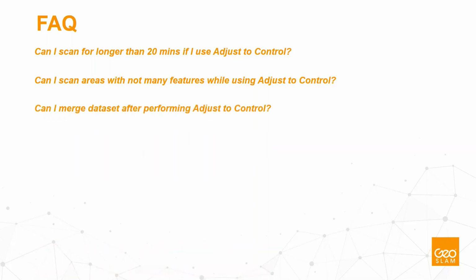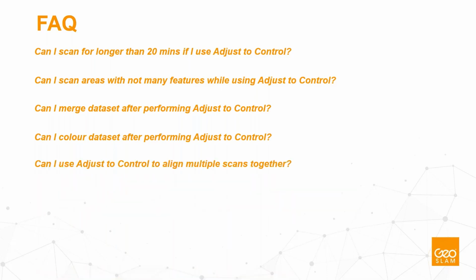Can I merge datasets after performing Adjust to Control? Unfortunately, in that version of Hub, this is not possible. If you do Adjust to Control, as you saw, you need to export that last file and trajectory to a folder on your computer, but you cannot use that data back in Hub to perform another operation. The same goes for the coloring. You can do coloring and then perform georeferencing in other software packages, or just perform Adjust to Control in Hub.